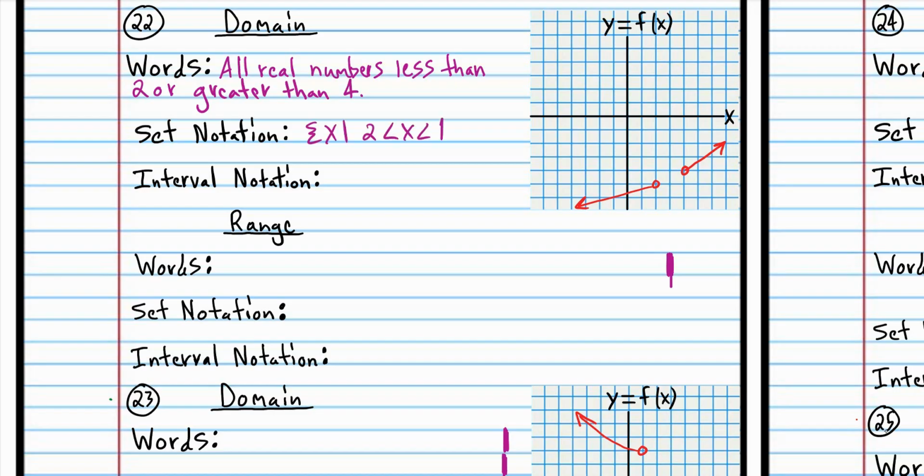So the domain is the set of all x values such that x is less than 2 or x is greater than 4. And in interval notation, we say negative infinity, comma 2, parenthesis, union symbol, parenthesis, and then 4, comma infinity. Sorry, I misspoke earlier; the first endpoint should be a 2.